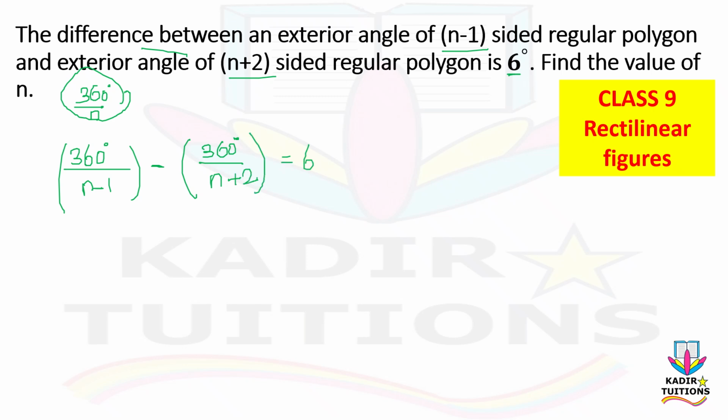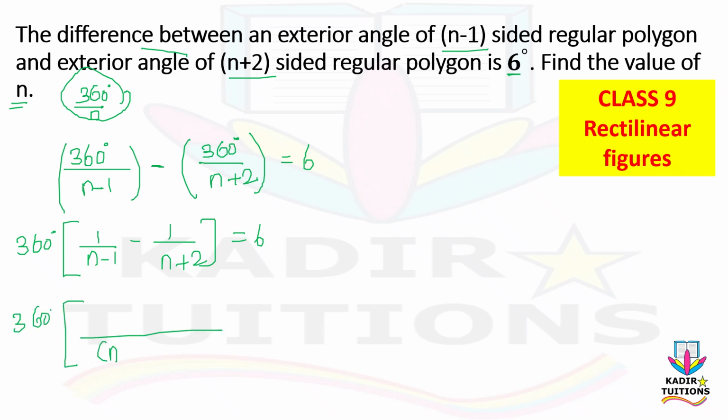So we are going to solve this in order to get the value of n, which is asked in our question. If you look into this, I can take 360 on the LHS. 360 is common. Just take 360 outside, so the remaining is 1 by n-1 minus 1 by n+2, which is equal to 6. Now we can take an LCM, so here it's going to be n-1 and n+2. This is our LCM. So what will be the numerator for us? It is n+2 minus n-1, which is equal to 6 again.